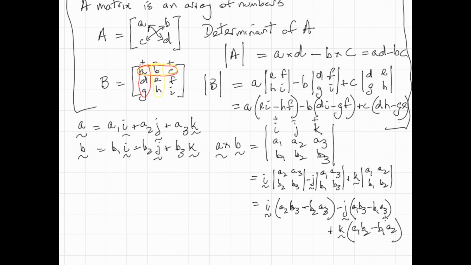I don't think that you need to memorise that. Well, that's pretty hard to memorise. I think this here is what you need to memorise. So A cross B, i, j and k across the top, the components of A on the second, the components of B on the third, and then you need to know how to work out the determinant of a 3x3 matrix.